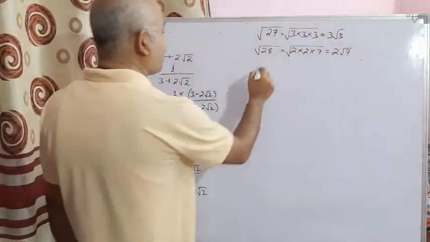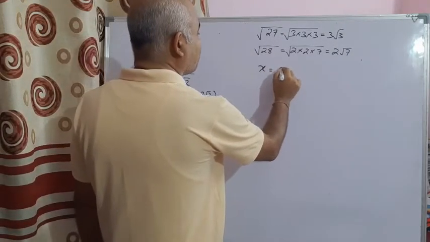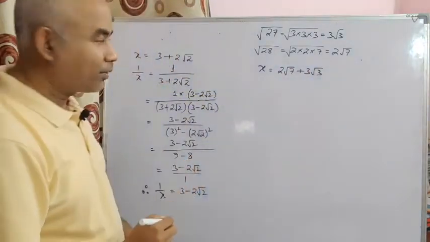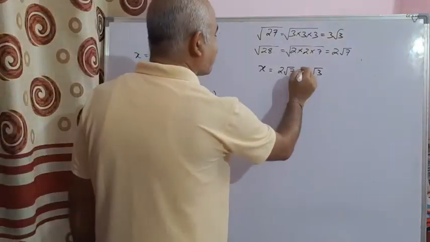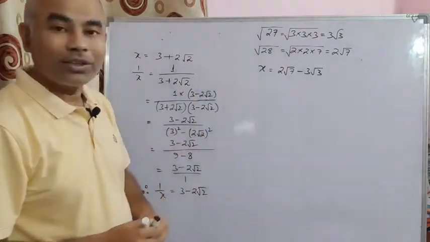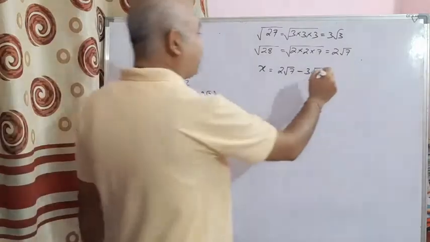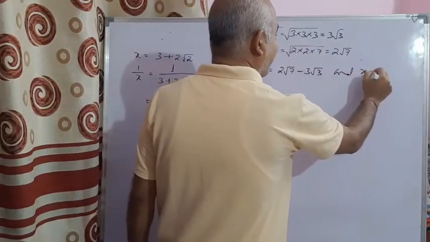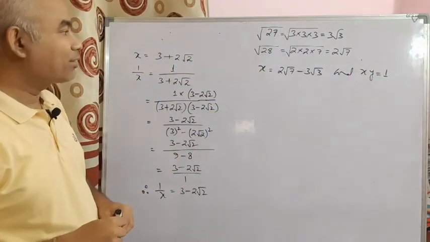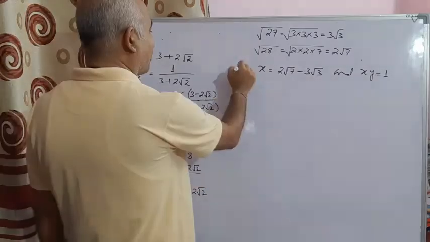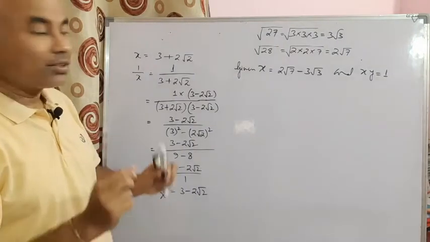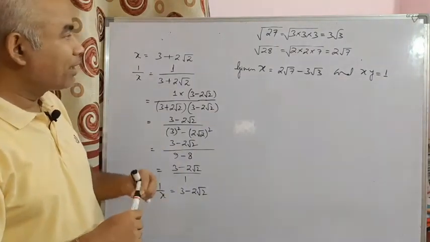This time suppose x is equal to 2 root 7 minus 3 root 3. That means x has two terms which are the square roots of two consecutive natural numbers. And it is also given that x into y is equal to 1. So what is given this time? That x is 2 root 7 minus 3 root 3, and they are the square roots of two consecutive natural numbers.